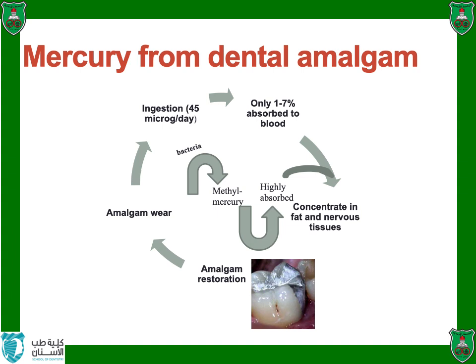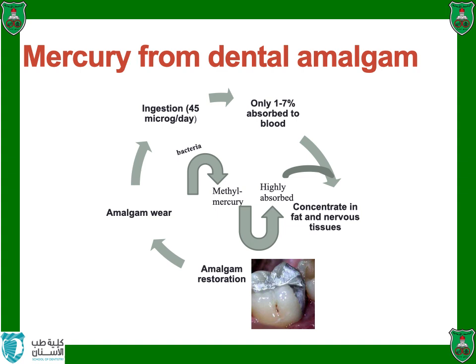digestive system we have some bacteria, or in the oral cavity some bacteria will work on this part of the amalgam, and it will convert it to methyl mercury, and this methyl mercury will be highly absorbed inside the blood and then concentrate in the fat and nervous tissue.